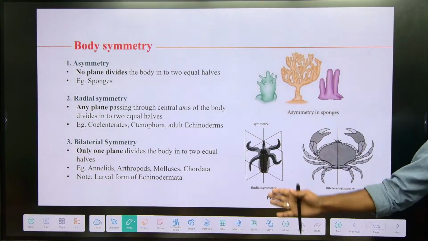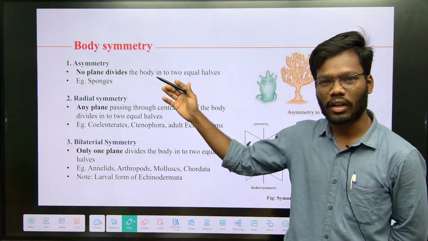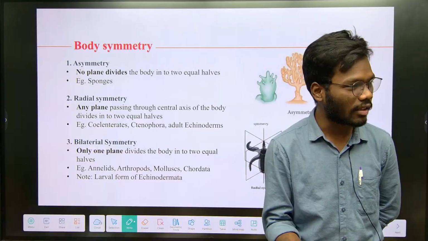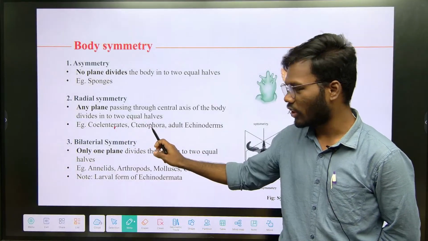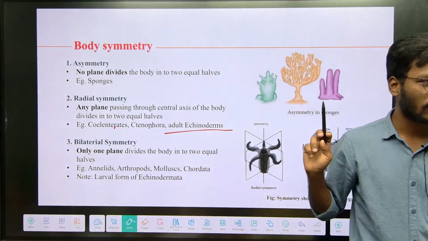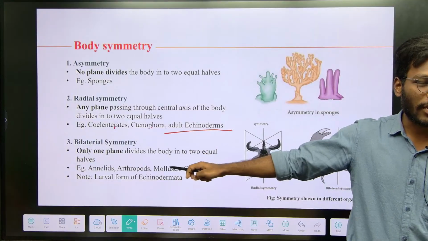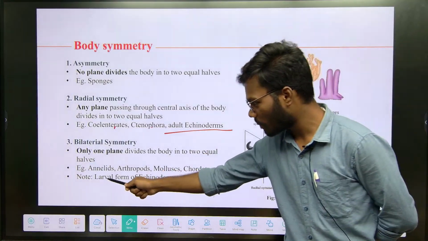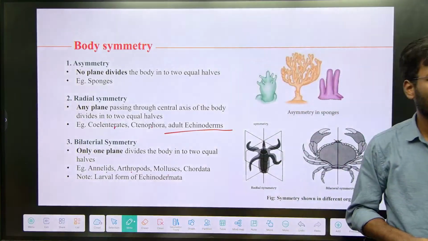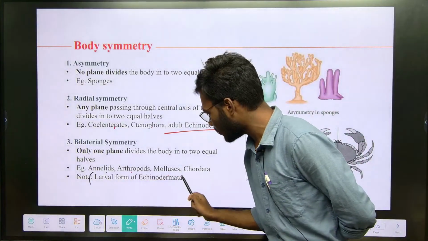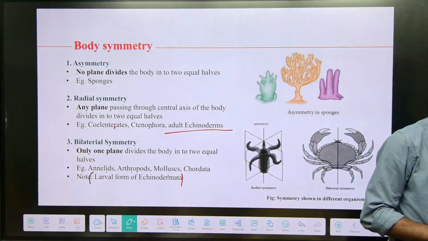Symmetry is very important. Asymmetry is in Porifera. In which phyla will you get radial symmetry? Coelenterata and Ctenophora, very important, right? So, coming to bilateral symmetry, and the most important thing is, right?